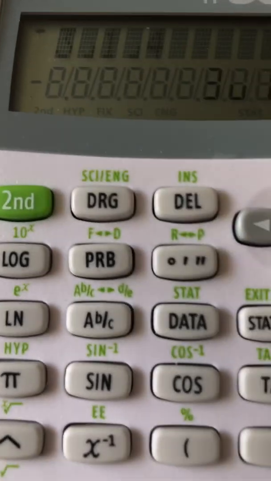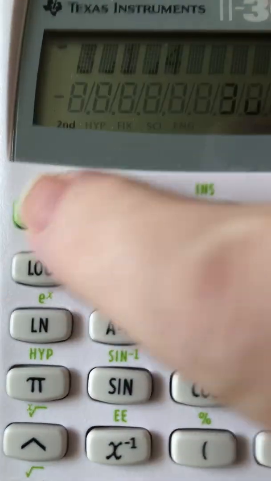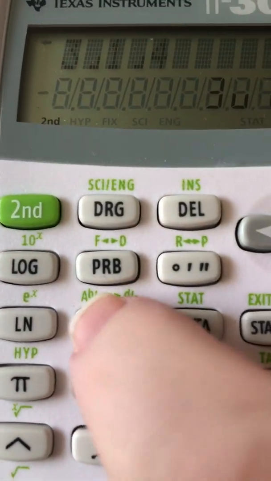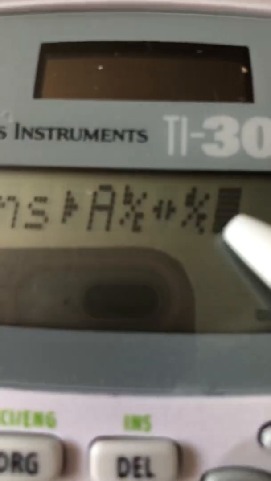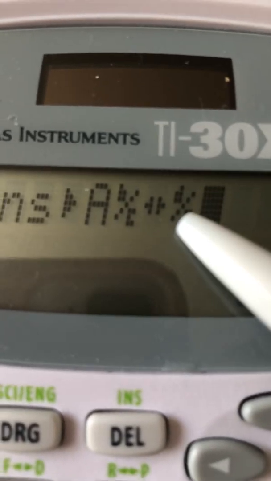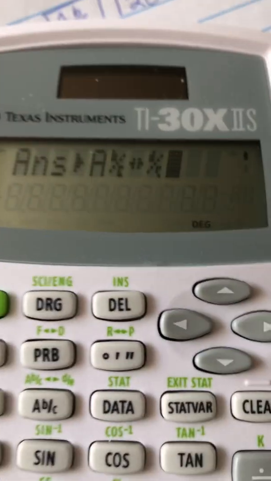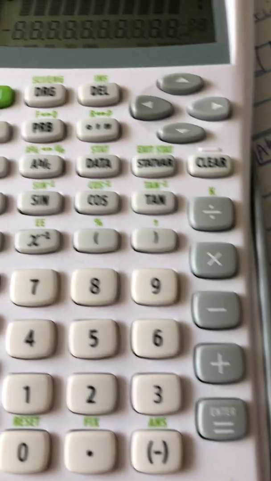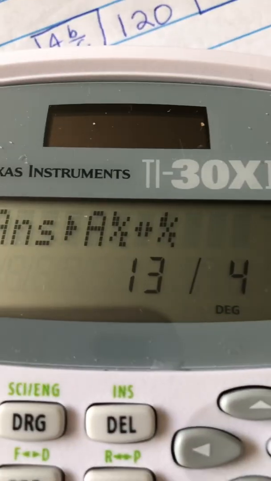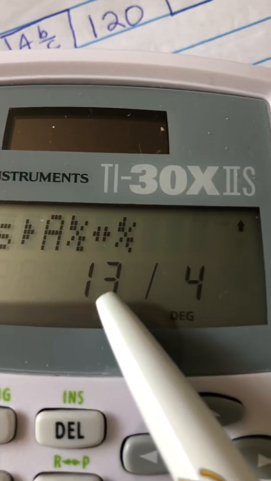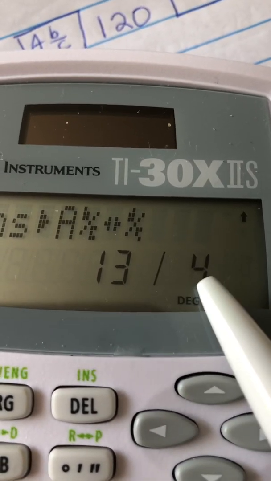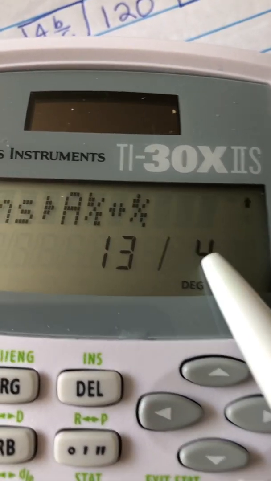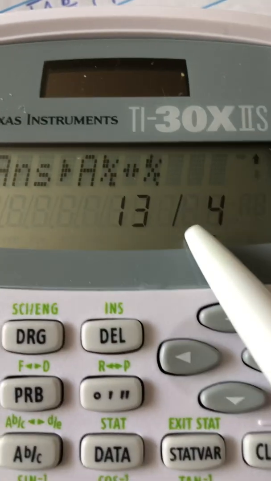And it's in green, so we're going to push our second button and then our fraction line because it's getting that second feature of that key. And it's asking me up here, it's saying, do you want to go from mixed number to fraction or vice versa? And I do, so I'm going to hit enter. And it comes up with, oh, that fraction is the same as 13 over 4. That's the fractional only version of the mixed number that we put in there.